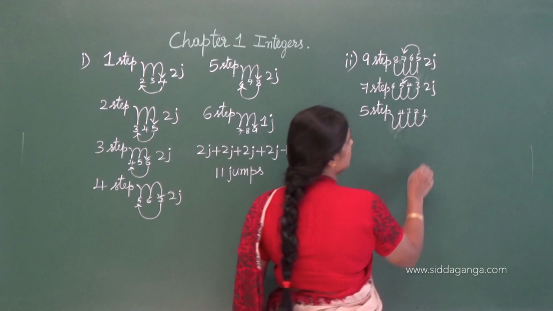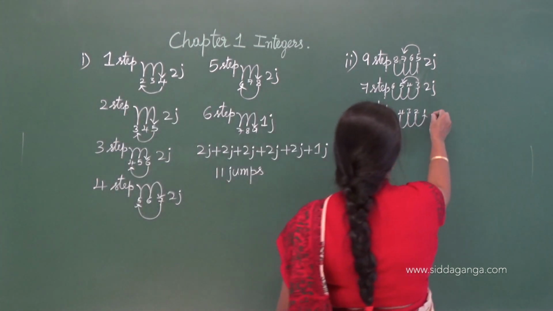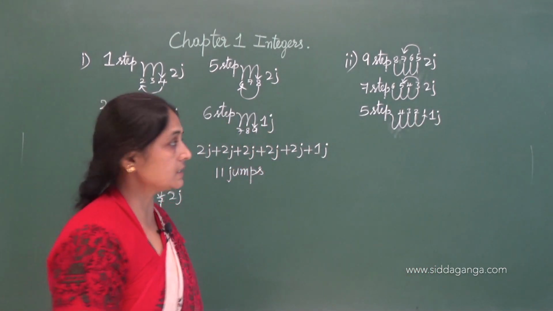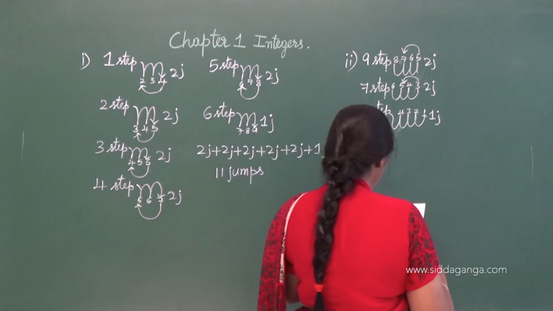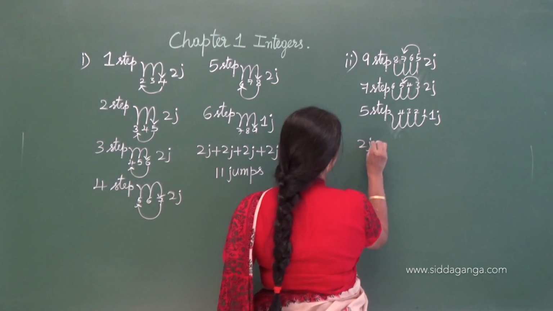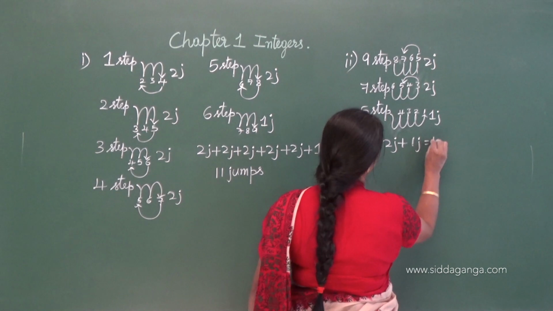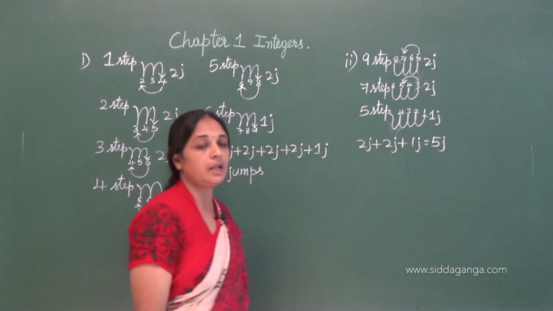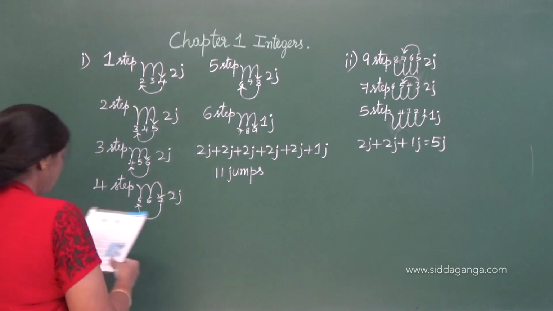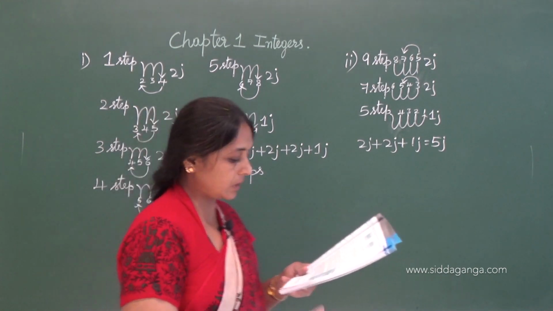So it reached the first step. So it takes 1 jump to reach the first step, okay. So here it takes how many jumps? It takes 5 jumps. So first 2 jumps plus 2 jumps plus 1 jump, that is equal to 5 jumps. It takes 5 jumps, okay, to reach back the top step.